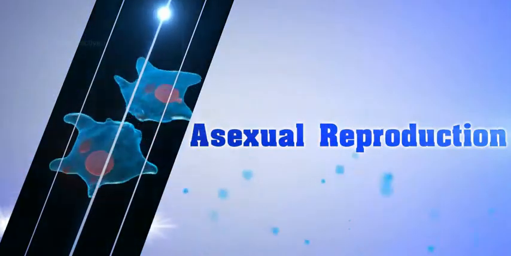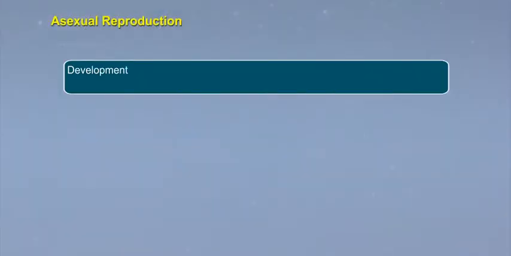Asexual reproduction. Development of new individuals without the fusion of the male and female gametes is known as asexual reproduction.